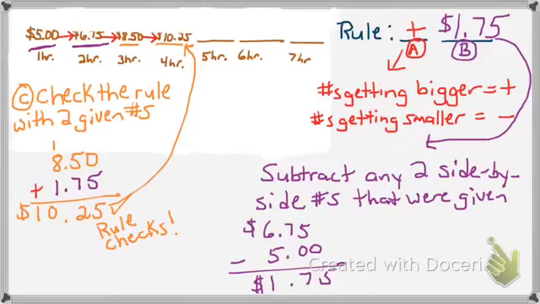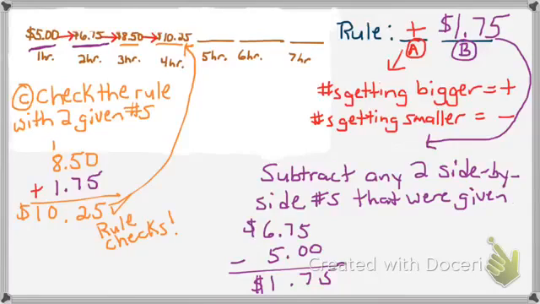Part B: to find what the rule is, I take any 2 side-by-side numbers that were given and I subtract them. Larger number on top, smaller number on the bottom. In this case, I took the $5 and the $6.75. $6.75 was larger, so I put it on top. When I subtracted, I got $1.75, so that's my rule, Part A and Part B.